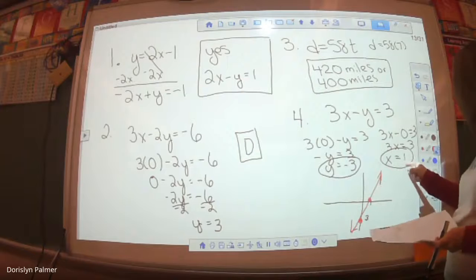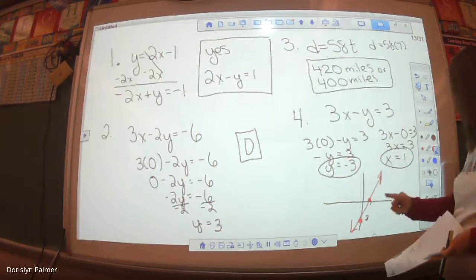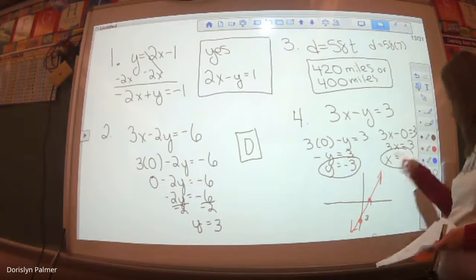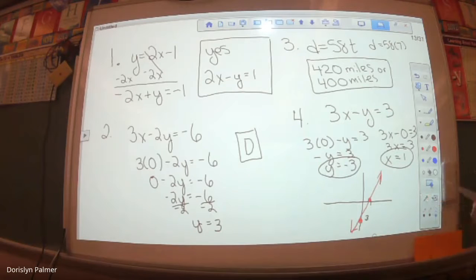If you found your x-intercept, that's a point. Your y-intercept correctly, that's a point. And you drew your graph, that's a point. Okay?